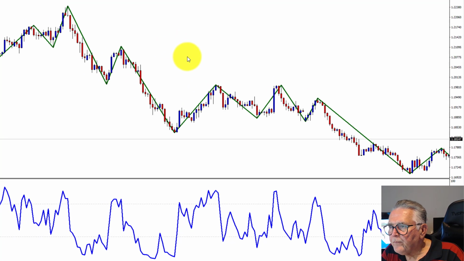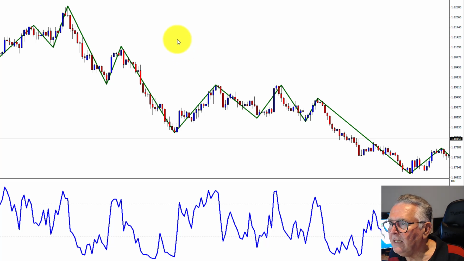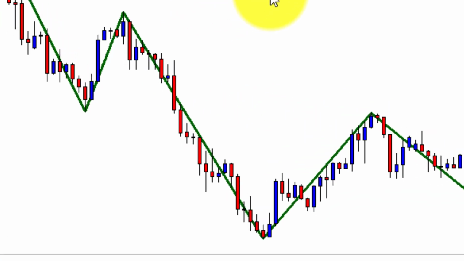One of the other things that people like looking at are candlestick formations. So candlestick formations are good. They're a bit delayed, but they're good. And I'm not an expert at candlestick formation, but I think this is an engulfing candle.